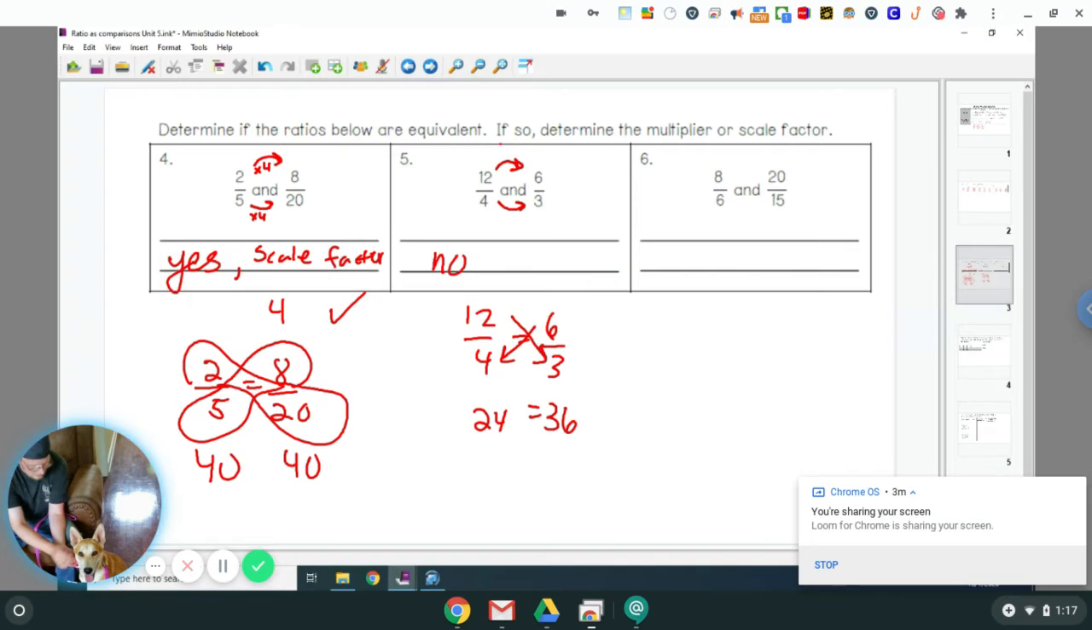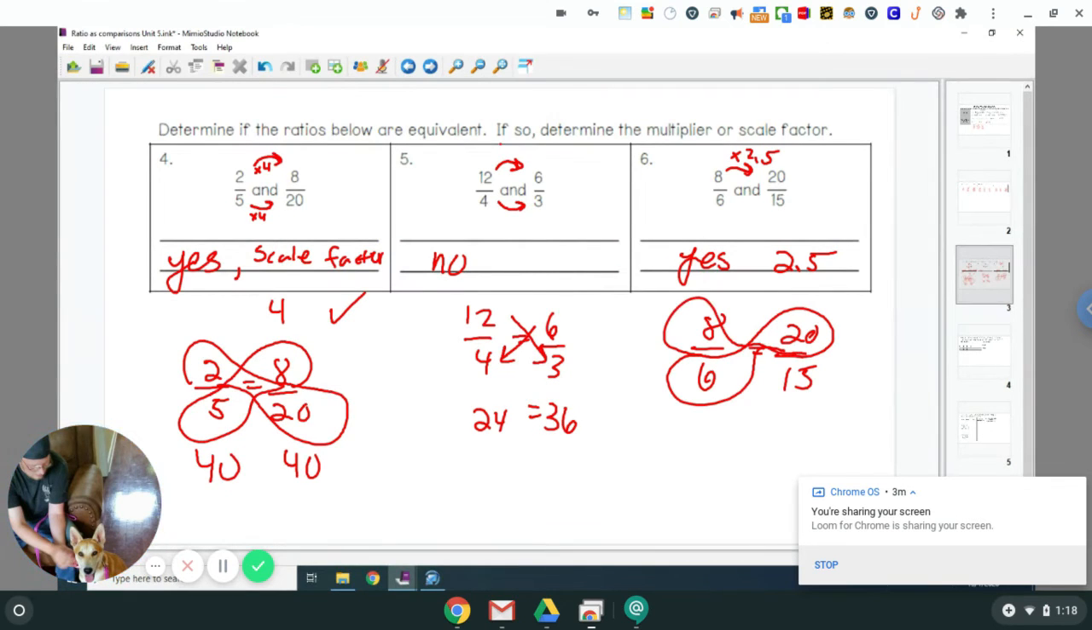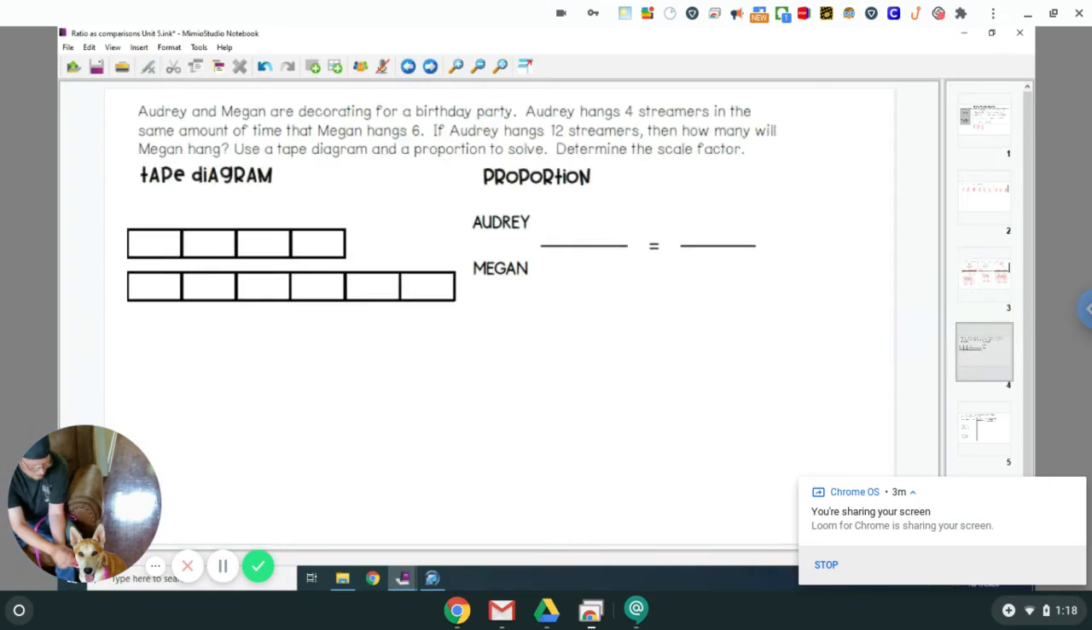So then we have 8/6 and 20/15. The scale factor here is I multiply 8 times 2.5. The way I figured that out is you just did 20 divided by 8 and you get 2.5. And then 2.5 times 6 is actually 15. So yes, and the scale factor is 2.5. And again, I can check to see if they're equivalent by doing 8/6 equals 20/15, and then I cross multiply. Sometimes y'all call it the butterfly. 20 times 6 is 120. 8 times 15 is 120. So they're the same.